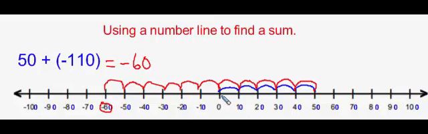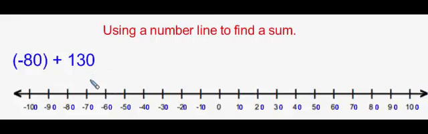You can see that we went 50 units to the right, but then 110 units to the left. The fact that I went further left than I did to the right ended us in the negative area here, giving us a negative result.